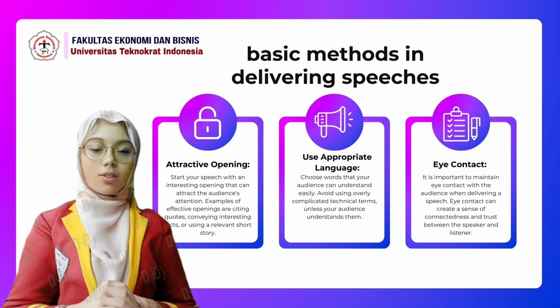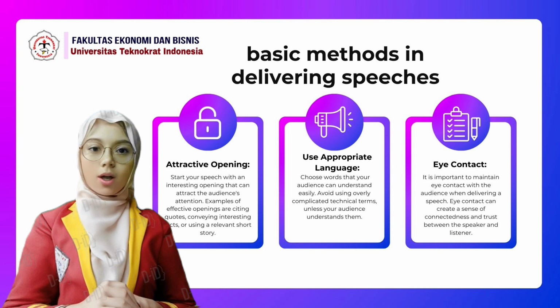Start your speech with an interesting opening that can attract the audience's attention. Examples of effective openings are citing quotes, conveying interesting facts, or using a relevant short story. 2. Speak firmly and clearly. Make sure you speak firmly and clearly, and adjust your volume according to the room and audience size. Avoid speaking too fast or too slow, and speak with appropriate emphasis. 3. Use appropriate language. Choose words that your audience can understand easily. Avoid using overly complicated technical terms, unless your audience understands them.